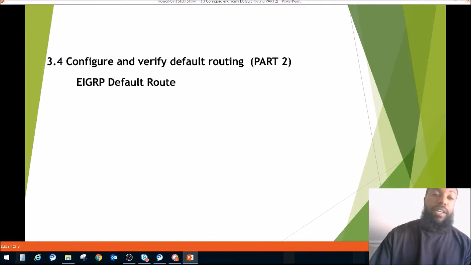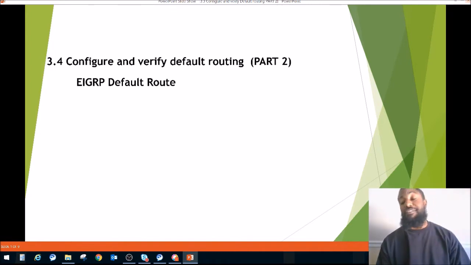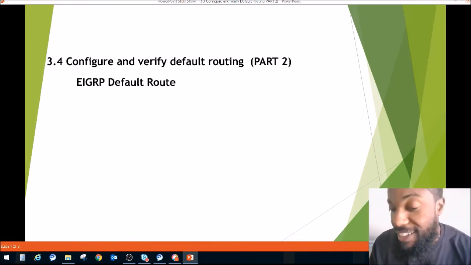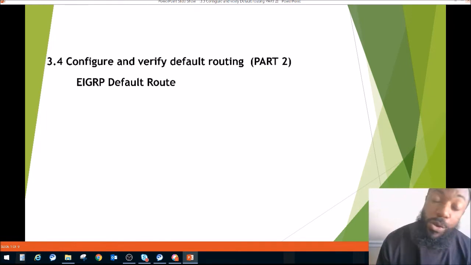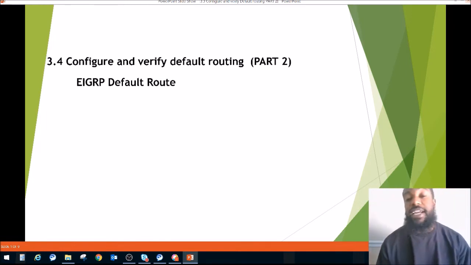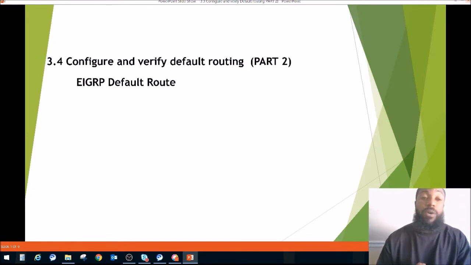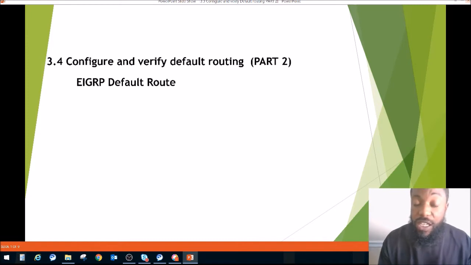And today's topic is configure and verify default routing. Same topic as last video, except this is part 2 of a 4-part series. Yes, I decided to split this topic up into 4 parts because there was just so much material. We're going to be focusing on default routes, specifically using EIGRP to propagate those default routes.